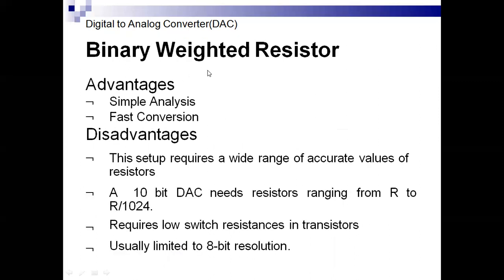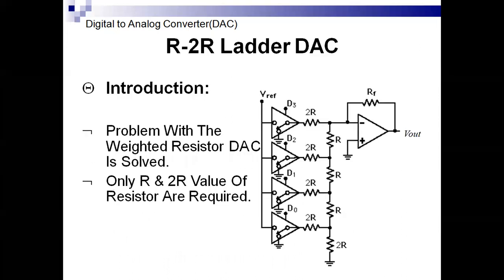Now binary weighted resistor advantages and disadvantages. A simple analysis: the advantage of binary weighted resistor is that fast conversion is available. Disadvantage: this setup requires a wide range of accurate resistor values. A 10-bit DAC needs resistors ranging from R to R weighted by 1024, requires low switch resistance in devices like transistors, and is usually limited to 8-bit resolution. These all are the limitations or disadvantages of binary weighted resistor.